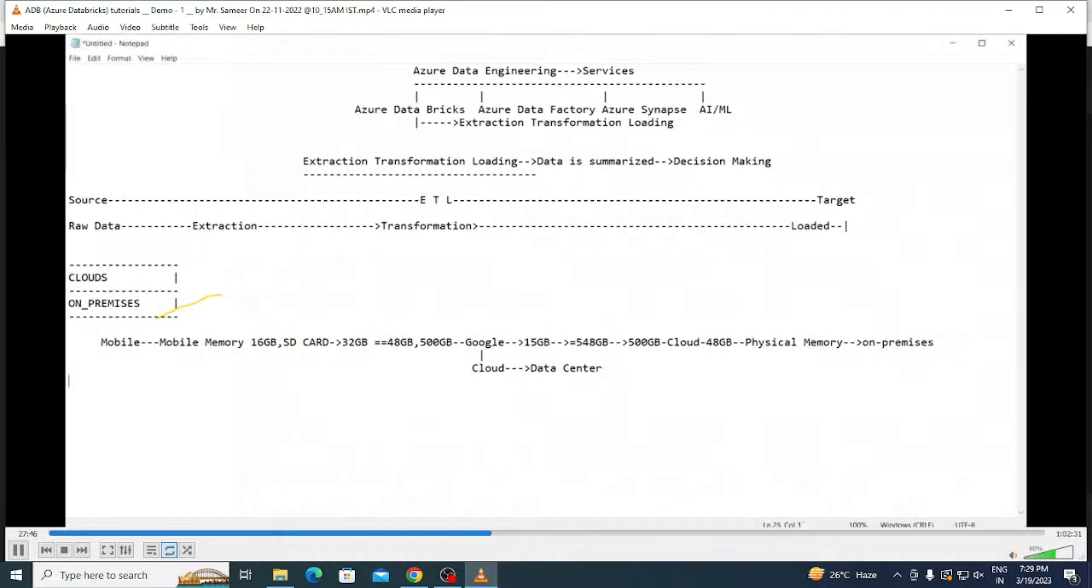So now, guys, in the same way, here you have cloud and on-premises. Cloud means storing the data on Google Drive, which is a cloud environment. And on-premises is nothing but storing the data in your mobile phone's physical memory. Mobile phone memory is called what? On-premises. What is it called, guys? On-premises. Am I right, guys?